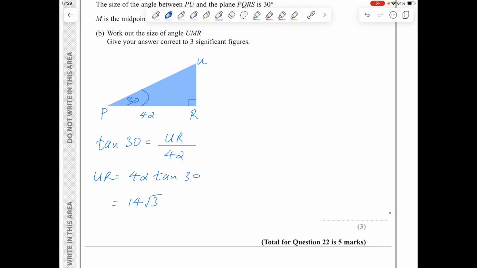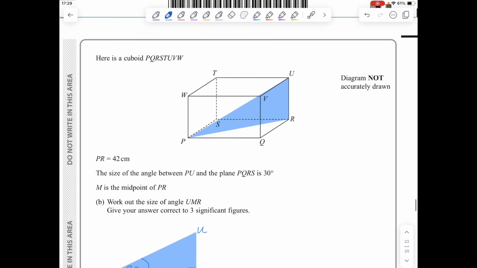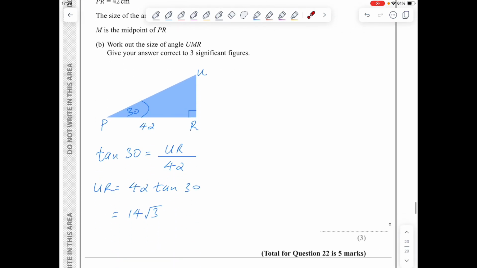Let's go back to the shape. I need to find the angle UMR, where M is the midpoint of PR. So I need the following triangle, UMR. That's the triangle I need. So let's extract that triangle as well. Note that MR is 21. This is half of this one because M is the midpoint of PR.